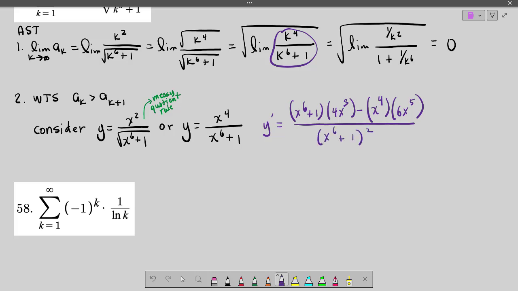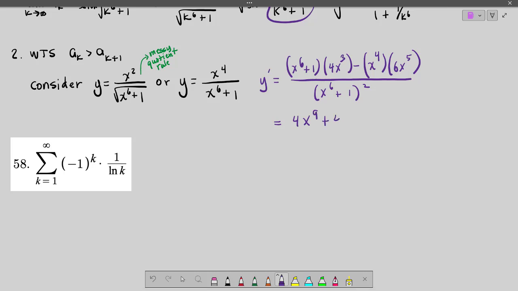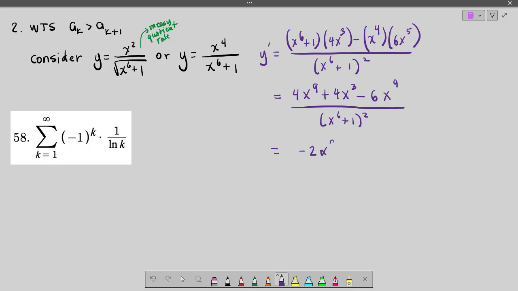We've got that. So our whole goal is just to show that that's negative. Do a little bit of algebra in the numerator. We're going to end up with 4x to the 9 plus 4x cubed minus 6x to the 9, all divided by, same thing here. We don't need to multiply this out. So we'll go one more simplification step. We get negative 2x to the 9 plus x to the 3 times 4 all over this.